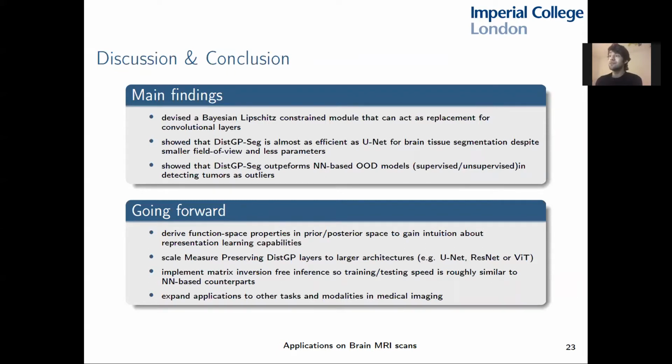All right. So what do we still need to work on in this project? We still have to look at the function space properties, both in prior and posterior space, so we can get some theoretical intuitions as to what these models are able to represent. We would also like to scale our module to larger architectures such as UNet, ResNet, or a Vision Transformer. And one drawback of this module is the increased training and testing time due to matrix inversion. So in the future, we would like to implement a matrix inversion-free inference scheme for our model. And last but not least, we would also like to expand our study into other tasks and modalities in medical imaging.